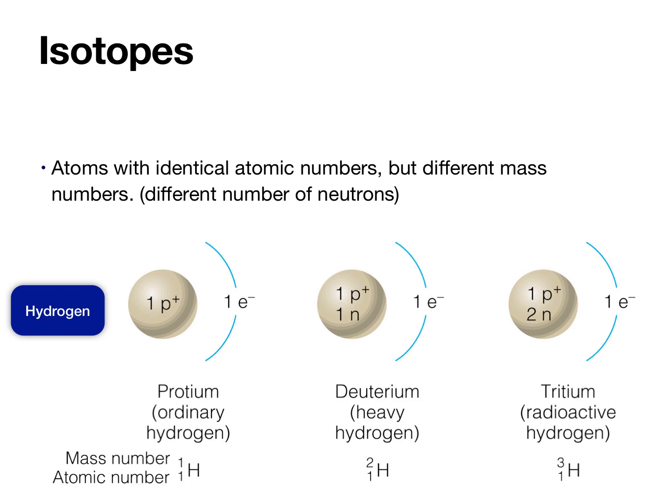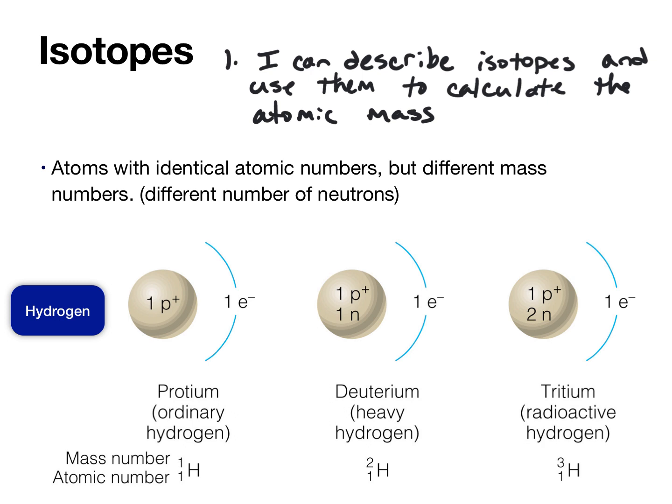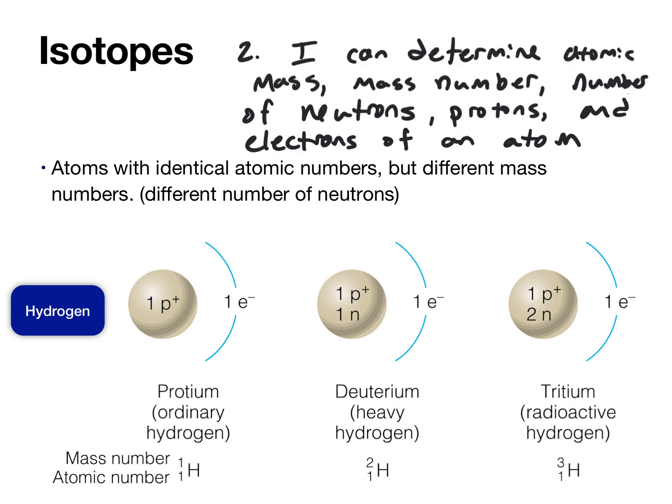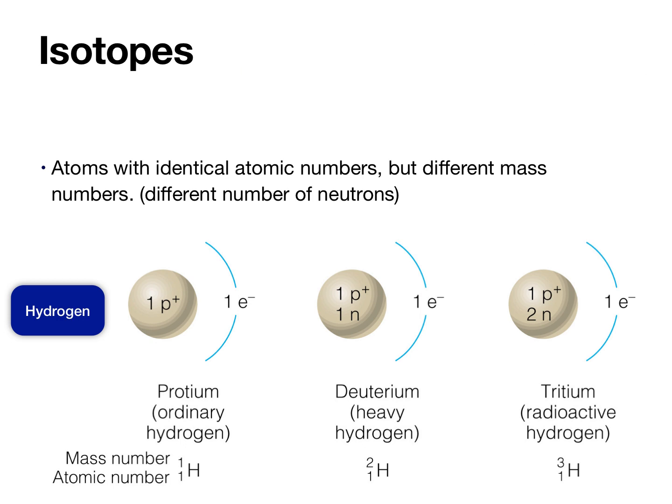Welcome back everybody. This next video lesson, we're going to cover two learning objectives. The first one is I can describe isotopes and use them to calculate atomic mass. And the other one is I can determine atomic mass, mass number, number of neutrons, number of protons, and number of electrons for an atom. Now let's start with isotopes.